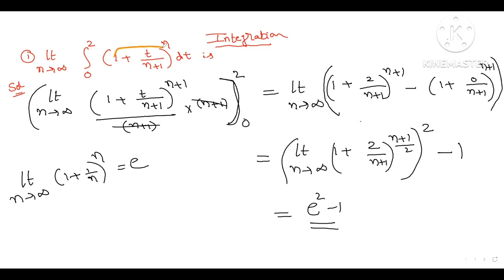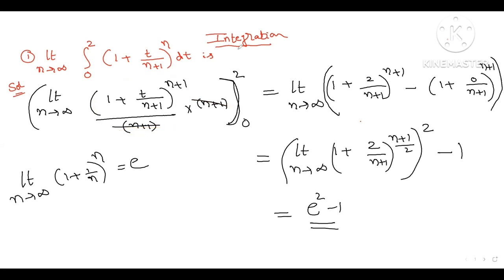So let us take this as x. X to the power n gives x to the power n plus 1 by n plus 1. So limit n tends to infinity, 1 plus t by n plus 1, power n plus 1, by n plus 1, into the derivative integration of the inside function. So the derivative of the inside function: t by n plus 1 has derivative 1 by n plus 1. Integration is into n plus 1, from limits 2 to 0. Here the 1 by n plus 1 cancels.